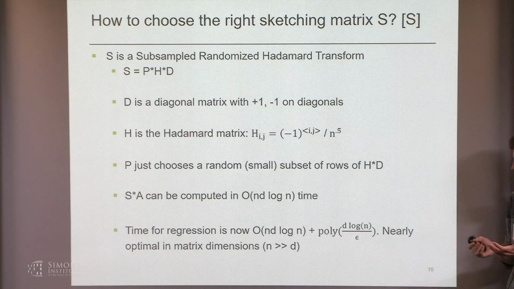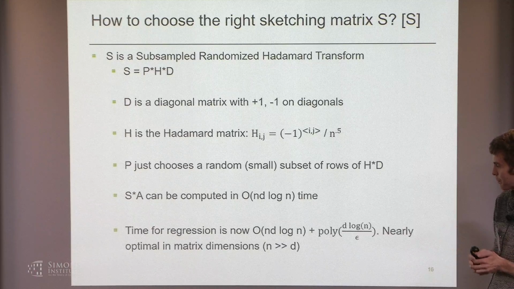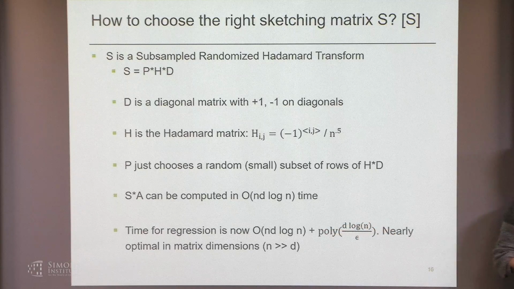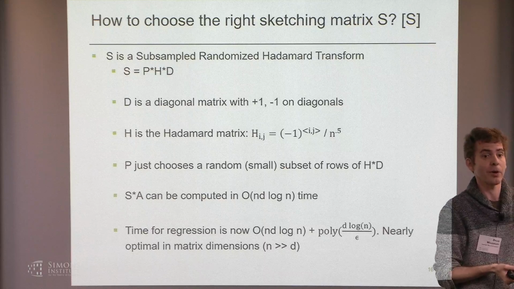This can be improved a bit using these techniques, like nd log d or so. But it's roughly n times d plus a polynomial in the small parameters, like d log n over epsilon. So this is nearly optimal in the matrix dimensions. If you have an n by d matrix that's dense, you need to spend nd time, otherwise you'll miss, say, a very large entry, for example.